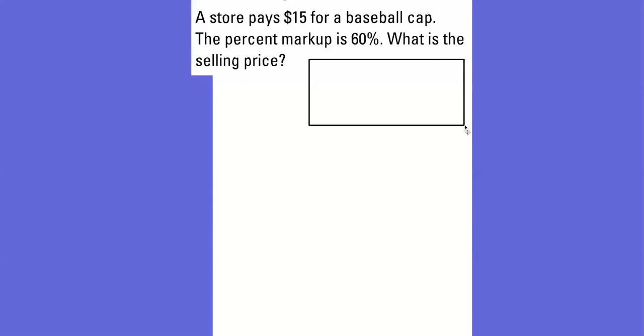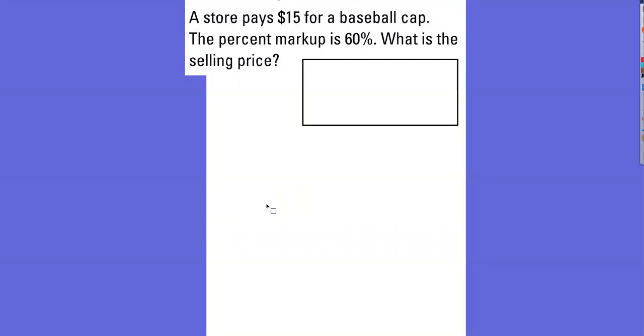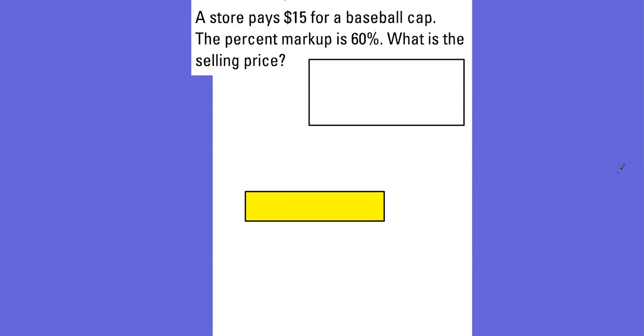We're going to talk through an example problem that involves using a markup percent to calculate your selling price. So this time, here's what my picture is going to look like. I'm going to start with this bar, and this is going to represent my wholesale price. Because it says a store pays $15 for a baseball cap, I'm going to put my 15 right here. And my wholesale price, my starting point, you always want to think of as 100%.